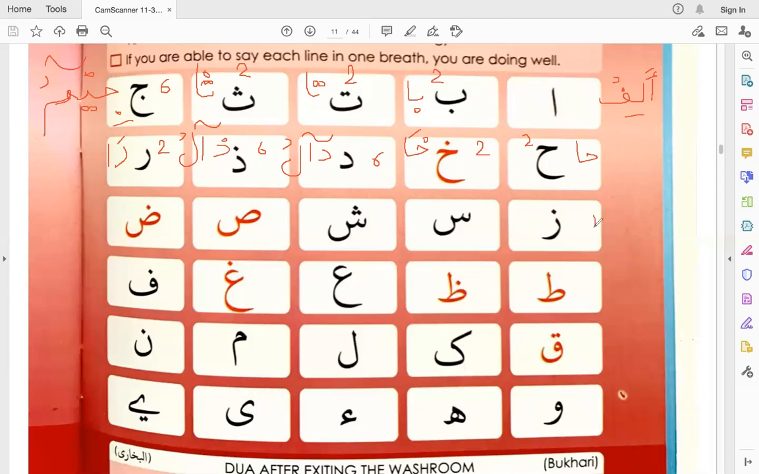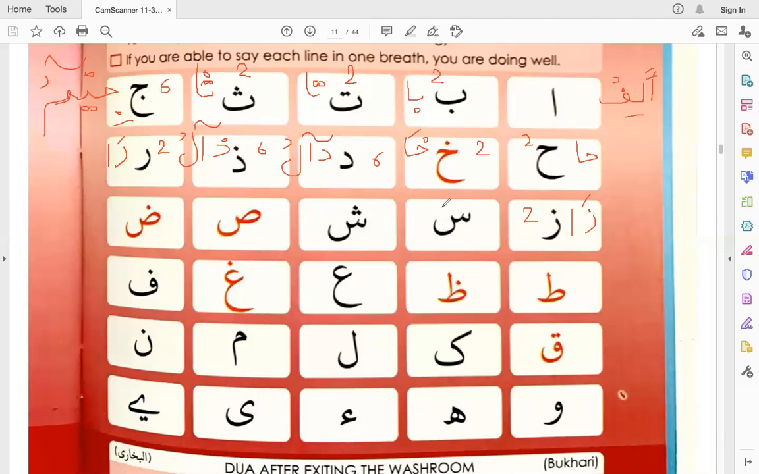Za, same. Za. There are only two letters involved, za and alif, to pronounce the name of this letter. So it will be only two haraka long stretch. Za.